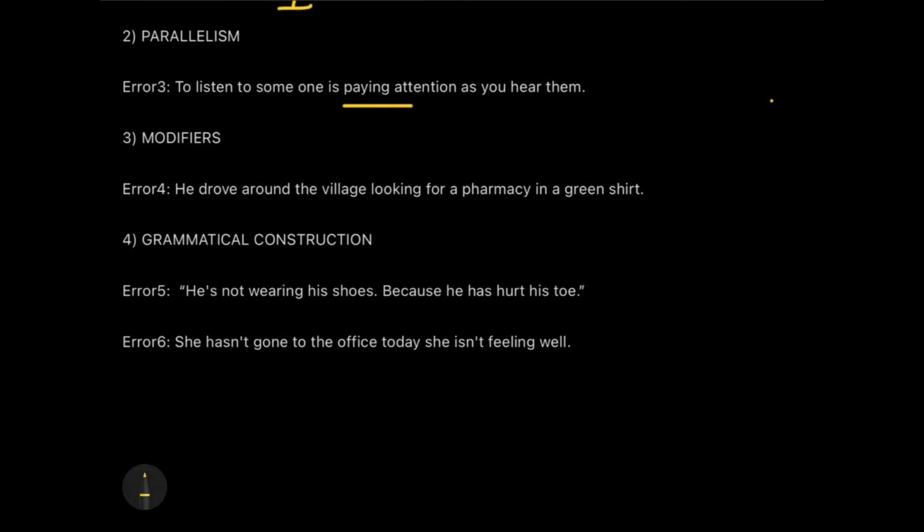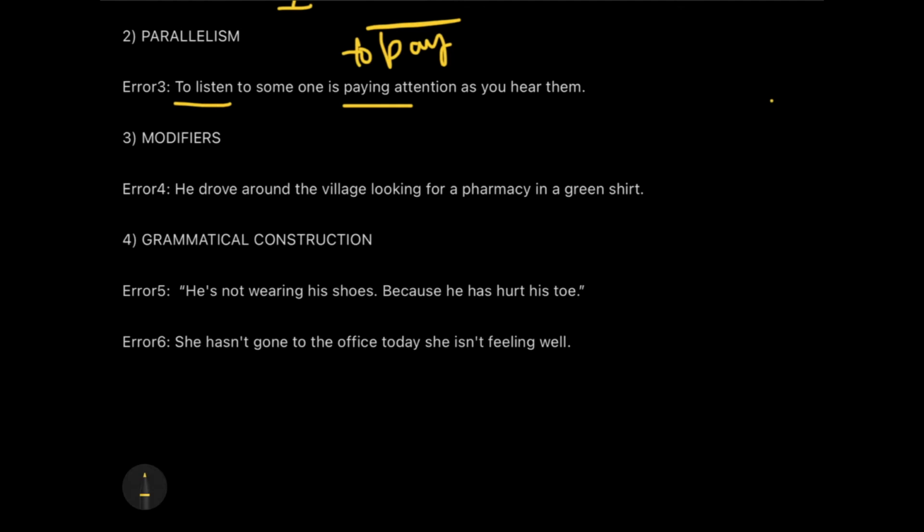To listen to someone is to pay attention as you hear them. So यहाँ पे भी to हो गया, to listen, यहाँ पे भी to pay. यानी कि एक balance है, एक parallelism है. तो इसके ऊपर based भी generally questions बहुत frequently आते हैं exam में for sentence correction or for error detection.